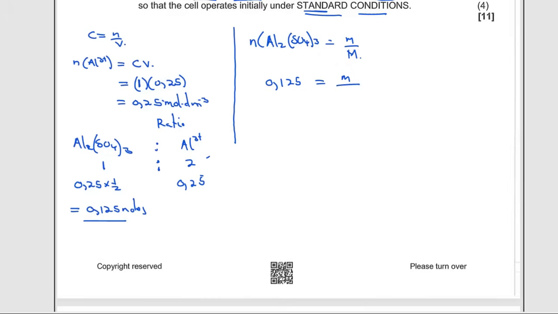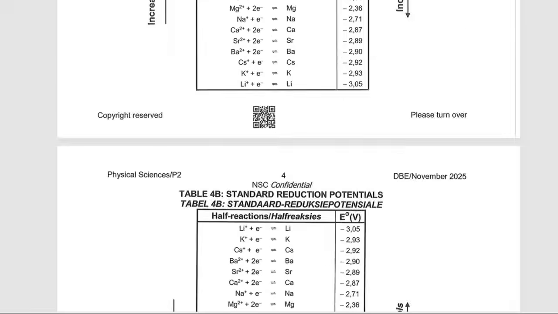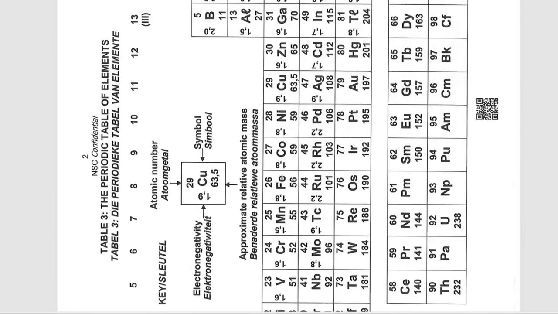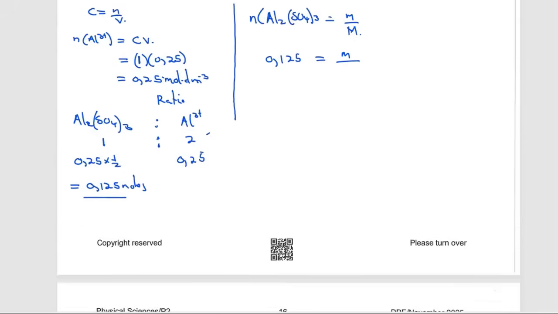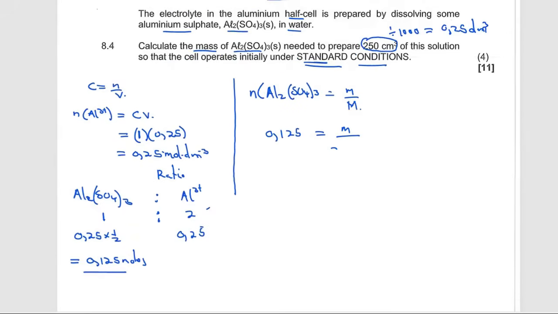Now let's calculate the molar mass of this one. Let me check and confirm: the molar mass of aluminium is 27. So I'm going to say 27 multiplied by 2, since we have two of them, plus sulfur, which is 32 multiplied by 3. Then 3 times 4 is 12 oxygens, and oxygen is 16, so it's 16 times 12.